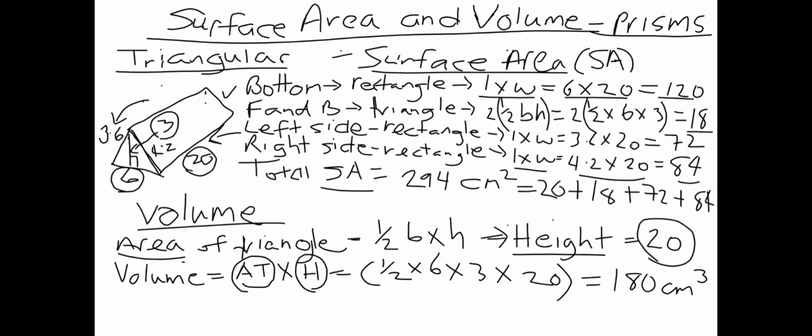And then you just multiply after you collect your numbers. That's represented by the B and the H in this case, and then the height, which is the longest length that connects the two triangles. You multiply everything together. So that's why you have half times 6 times 3 times 20, which is equal to 180. And that's the volume.